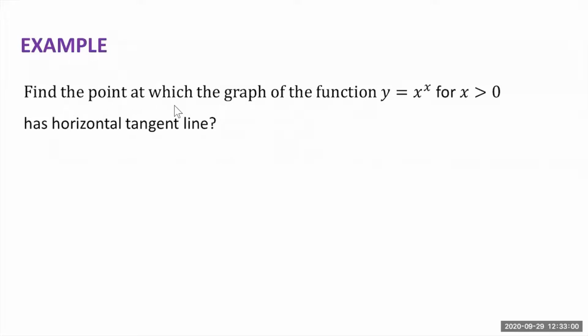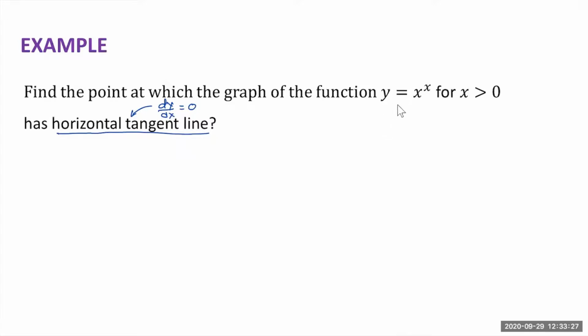Example, find the point at which the graph of the function y equal to x to the x for x greater than 0 has a horizontal tangent line. You already know the meaning of this one. When we say horizontal tangent line, meaning of that is the derivative or the slope dy over dx is equal to 0. So whenever we see horizontal tangent line, the slope is 0.